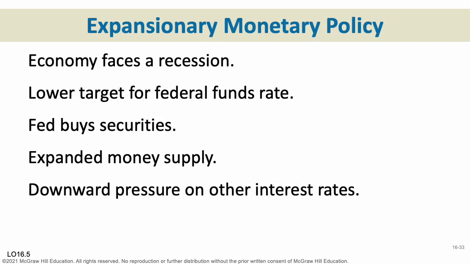So in expansionary monetary policy, we generally do this when the economy is facing a recession. The Fed lowers the target for the federal funds rate. They buy securities to increase the amount of money, expanding the money supply, and that's going to drop interest rates and heat the economy back up. So as a consequence, rates will go down, money will be more abundant, and it's going to cause the economy to heat up. So that's expansionary monetary policy.